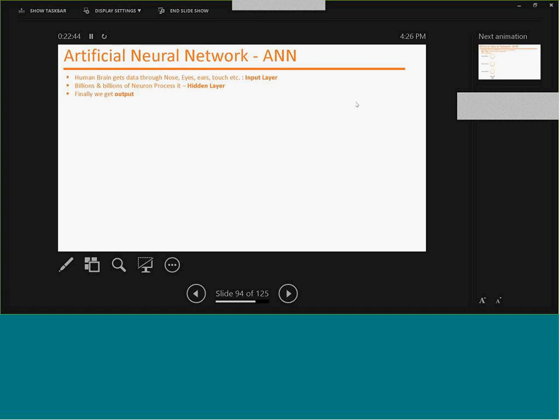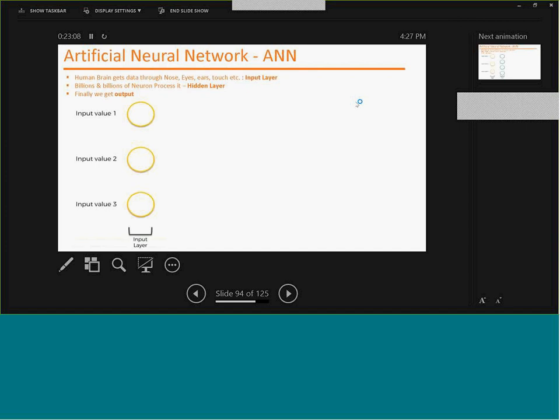How does a human brain work? It gets data from the nose, eyes, ears, and touch, and we call it the input layer. The second part has billions and billions of neurons, and we call it the hidden layer, and finally we get the output. I have other slides with me which will explain how exactly it works.